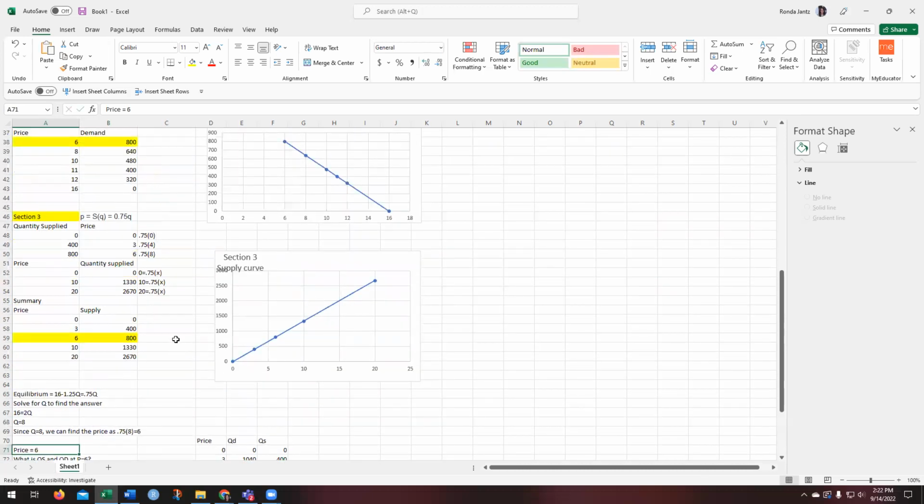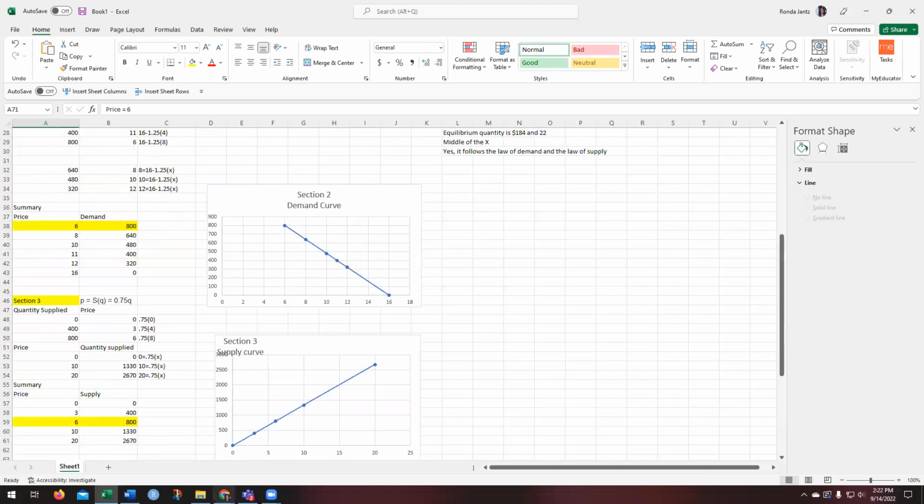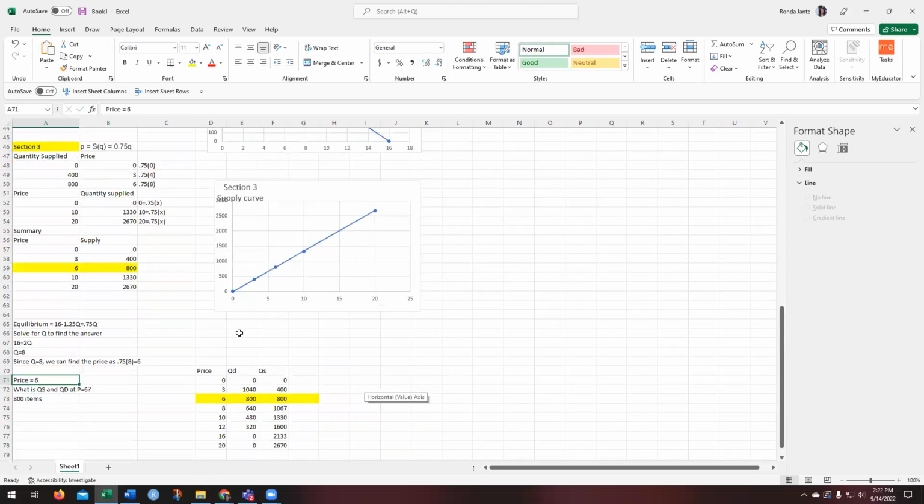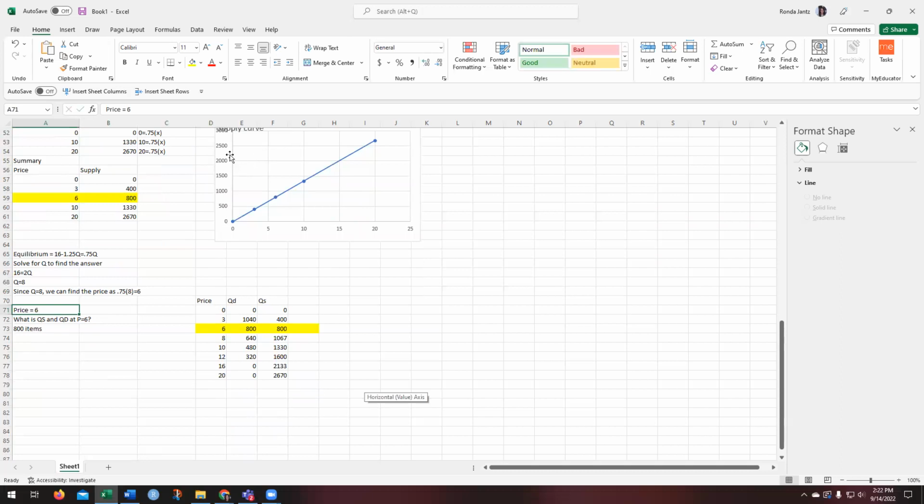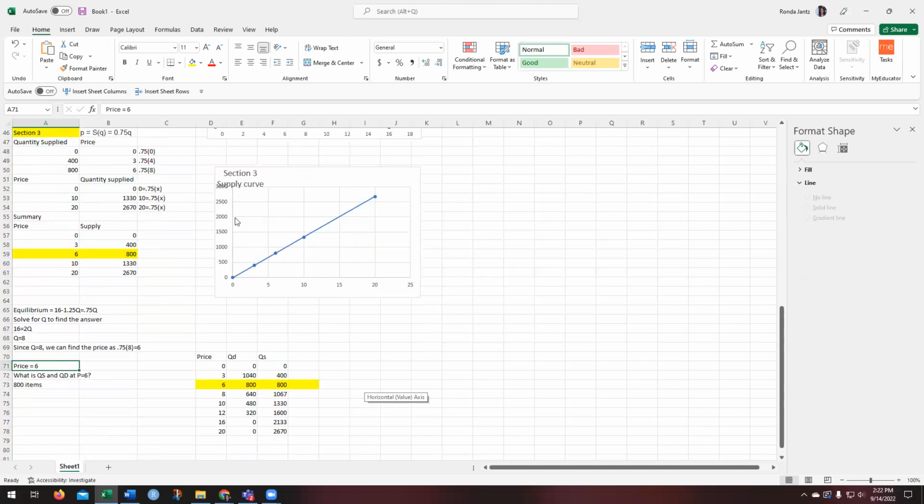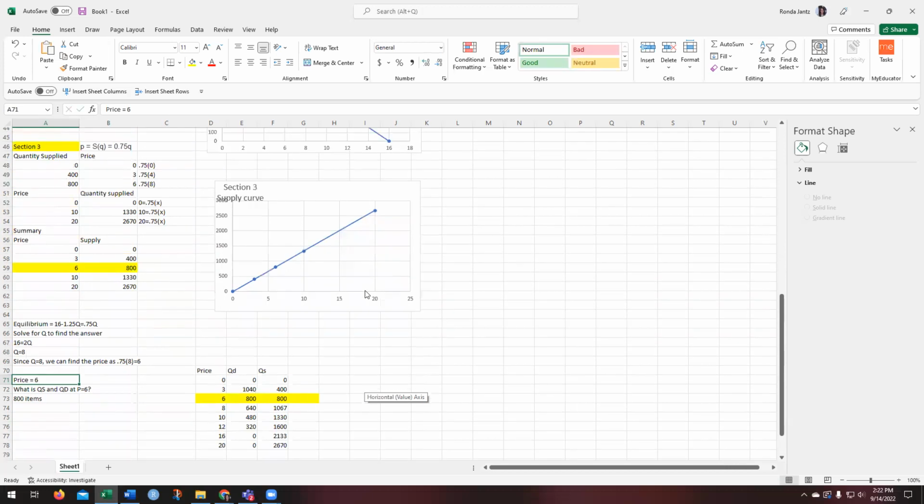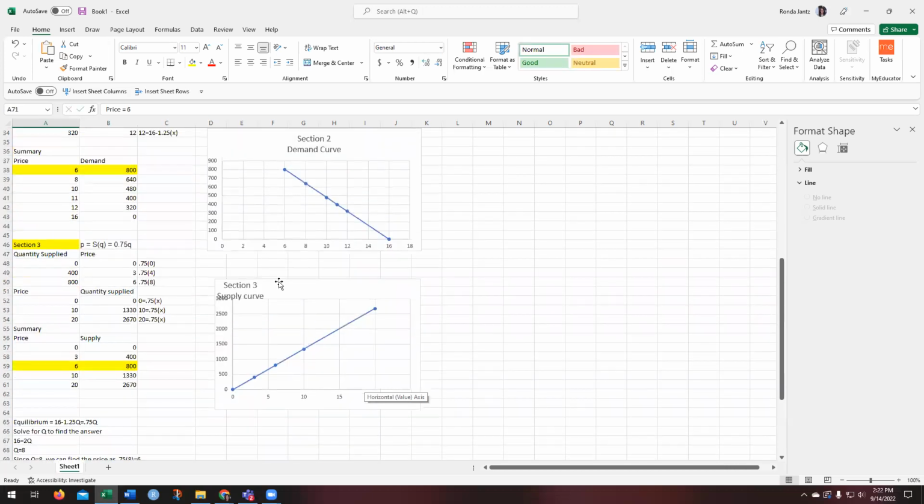And you can see that those answers are true in here. These curves are going to come together and meet at 800 items. And once again, these curves are upside down. Usually you would put the price here and the quantities here.